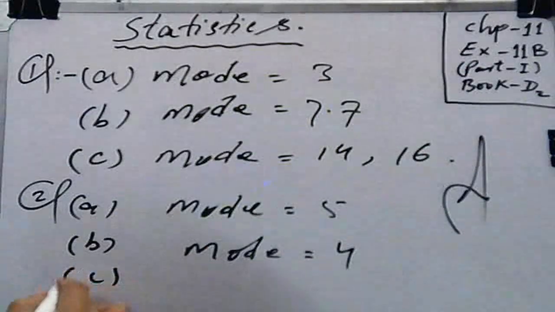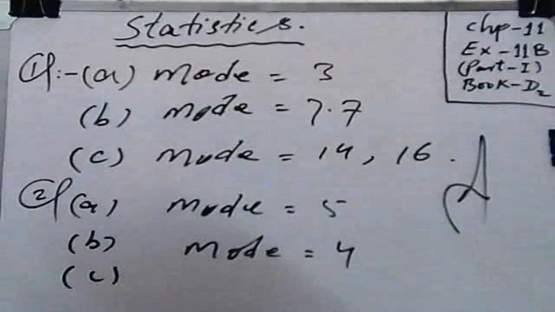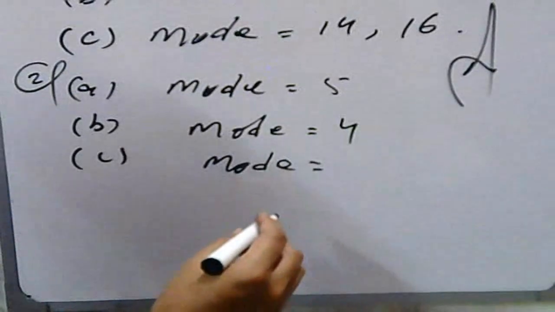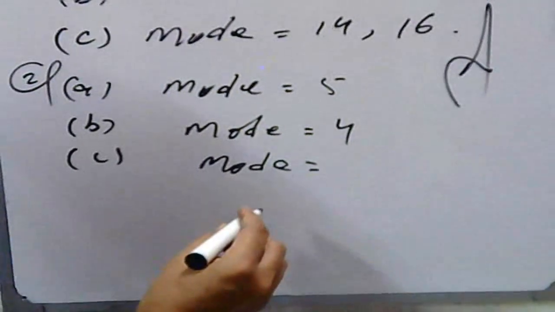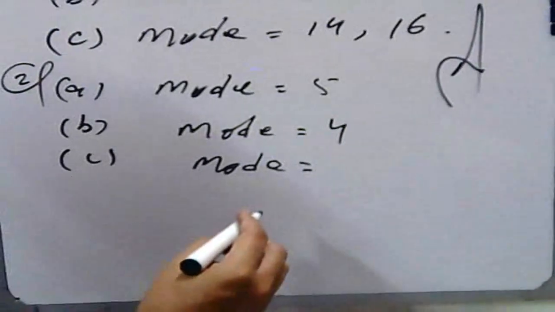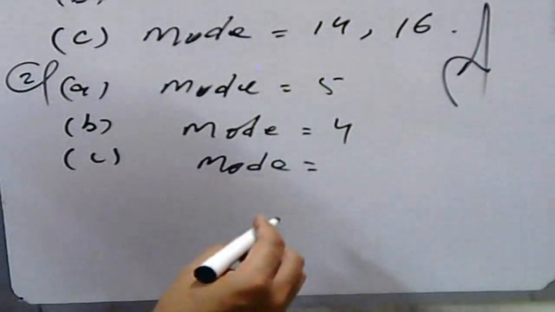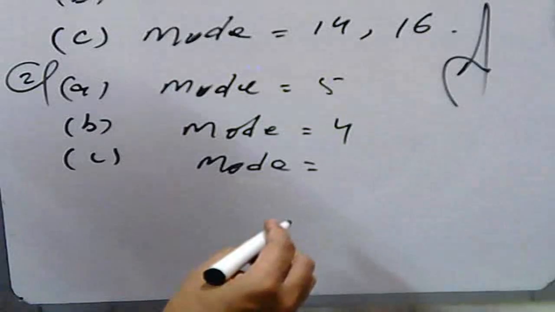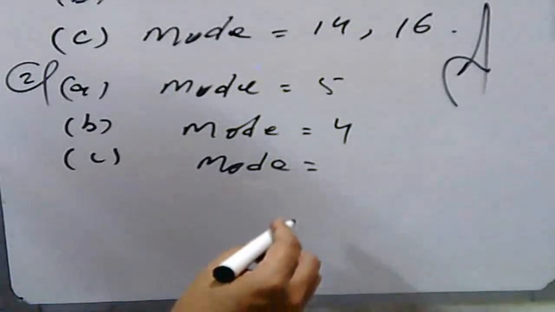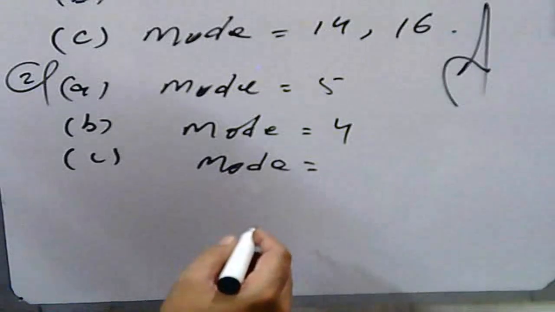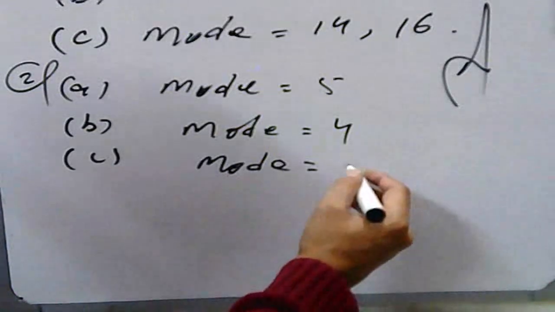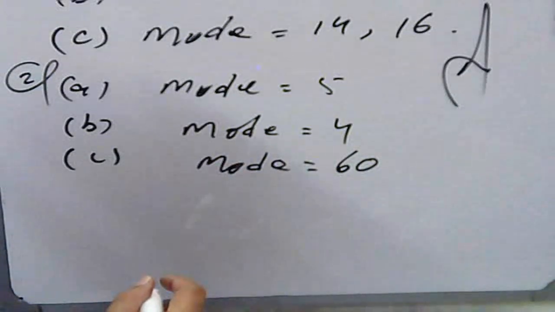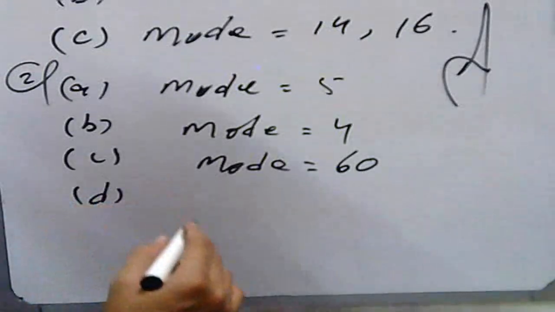Similarly, in C part, mode is 60. You can see the stem and leaf diagram, with stems 1, 2, 3, 4, 5, 6. The highest one is 6, which appears 3 times, which is the highest frequency. So the frequency is highest, that is, mode is 60.